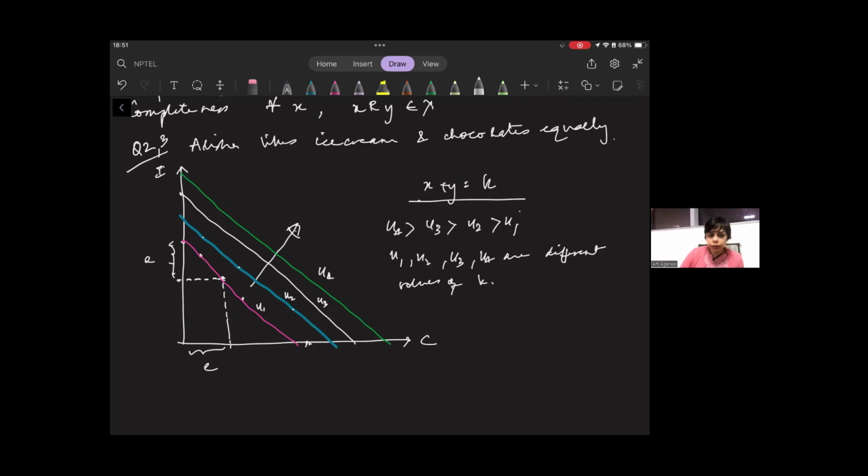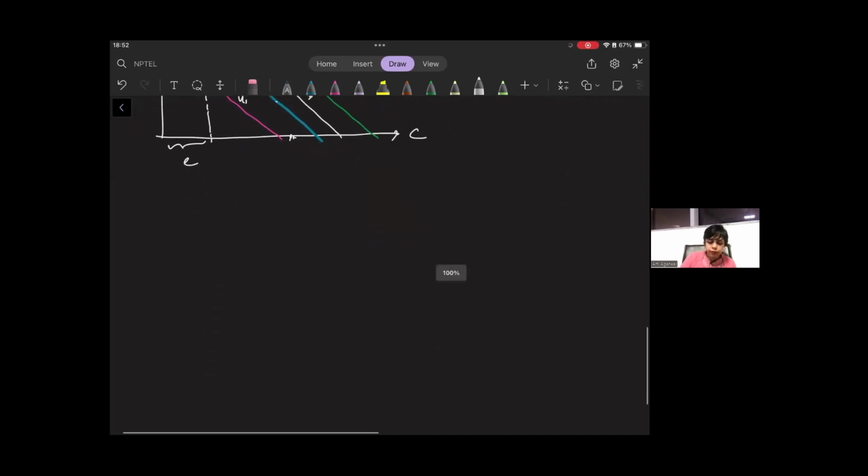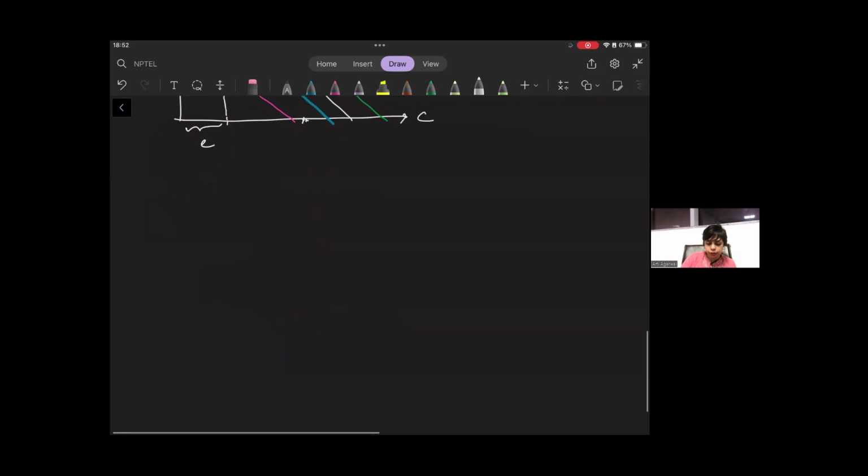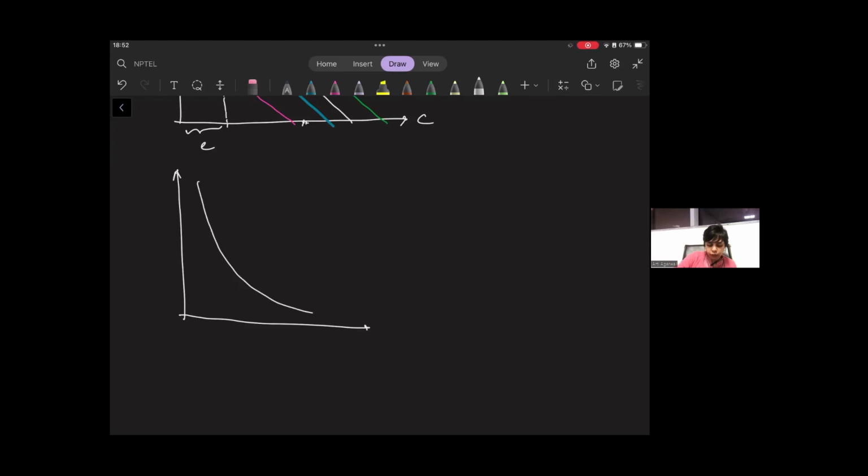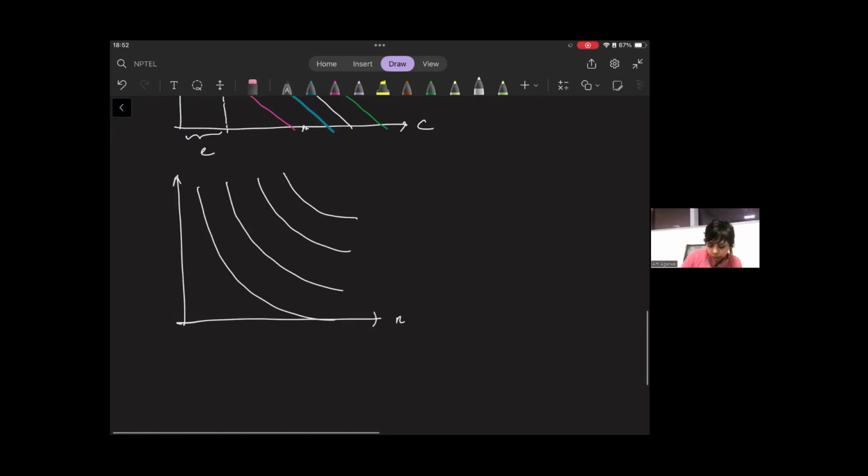Now, the fact that this is a perfect substitute is why we have all these curves as lines in the first place. But suppose it was not a perfect substitute case, even then what you would have is some curve. I'm not writing the equation, it is some set of curves. These are your indifference curves. Okay, this is not very horizontal. Something like this.